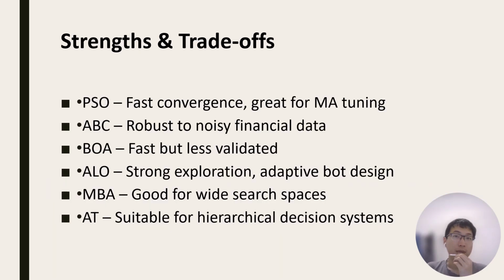Each algorithm balances exploration and exploitation differently. PSO and BOA converge quickly, ideal for parameter tuning like MA parameters. ABC is stable in noisy environments like volatile price data. ALO and MBA emphasize exploration and may suit more dynamic bots. In summary, this algorithm review helped us compare a wide variety of operators and select the most suitable one. That's all I want to say for this part. I will hand it over to my teammates.